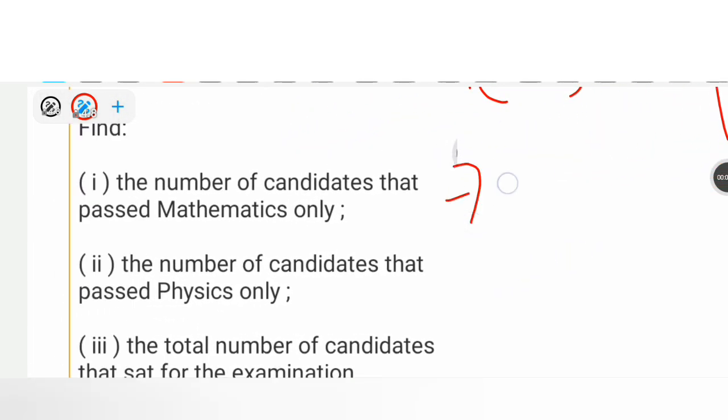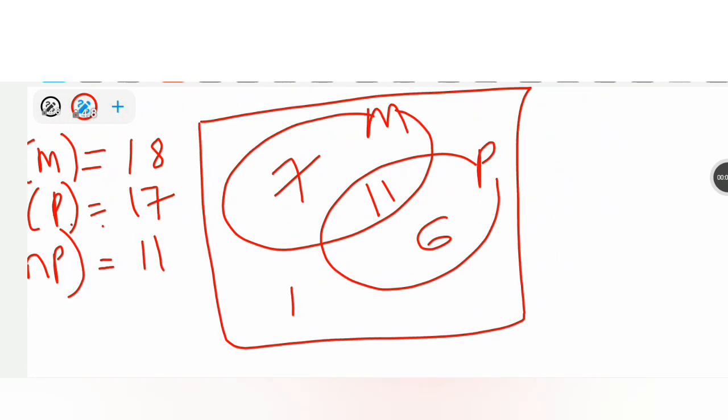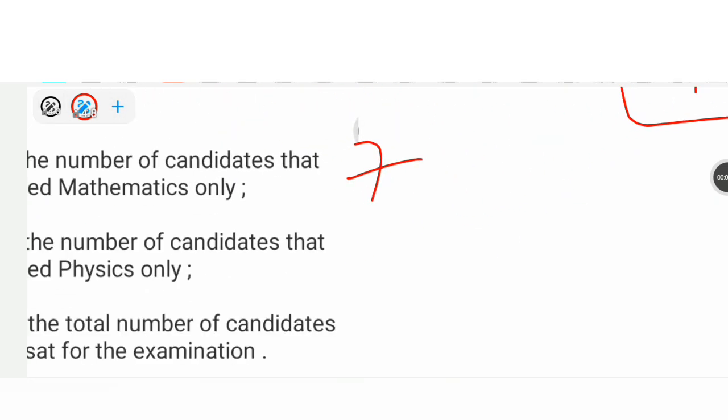So just write 7. Next one, number of candidates that pass physics only. So physics only is just this part here, which is 6. So just write 6 here. It will just be 6.